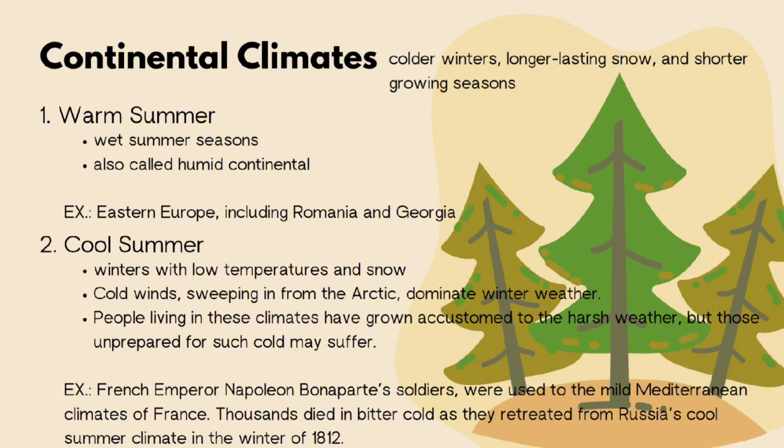Second, we have the cool summer. Cool summer climates have winters with low temperatures and snow. Cold winds sweeping in from the Arctic dominate winter weather. People living in these climates have grown accustomed to the harsh weather, but those unprepared for such cold may suffer. Many of French Emperor Napoleon Bonaparte's soldiers, for example, were used to the mild Mediterranean climates of France. Thousands died in bitter cold as they retreated from Russia's cool summer climate in the winter of 1812.